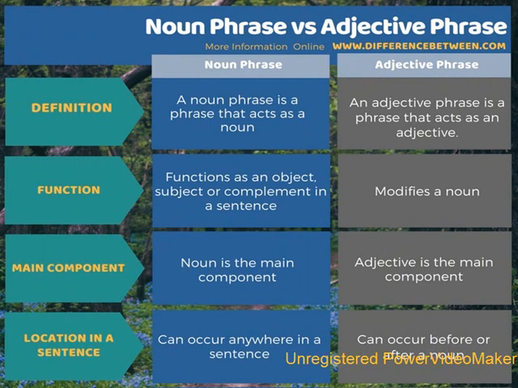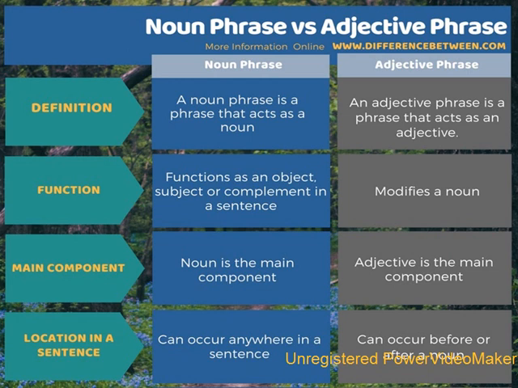Now, with that, let's see the difference between a noun phrase and an adjective phrase. Let's look into the definition. A noun phrase is a phrase that acts as a noun, and an adjective phrase is a phrase that acts as an adjective. What are the functions? How does it function basically? A noun phrase functions as an object, subject or a complement in a sentence. What does an adjective phrase do? It basically modifies a noun.